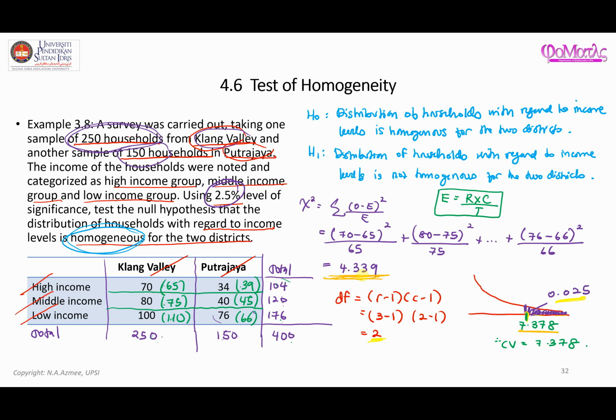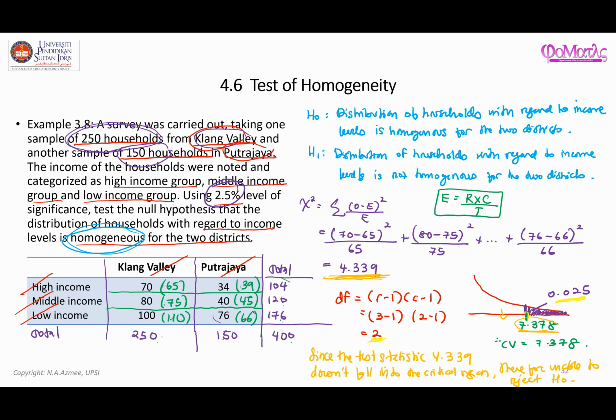Now you can see that this test statistic will fall somewhere here, before this value, and therefore the null hypothesis cannot be rejected. We can say that since the test statistic, which is 4.339, doesn't fall into the critical region, therefore we are unable to reject the null.